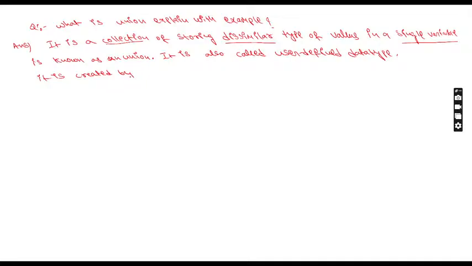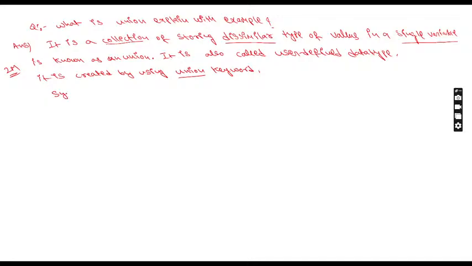It is created by using the union keyword. Small letter you have to write, because union is a keyword, so it should be written in small letters only. This is the definition. If you get this question for 2 marks, up to here you write, it is enough. If you want to write the syntax also, no problem, it is your choice.